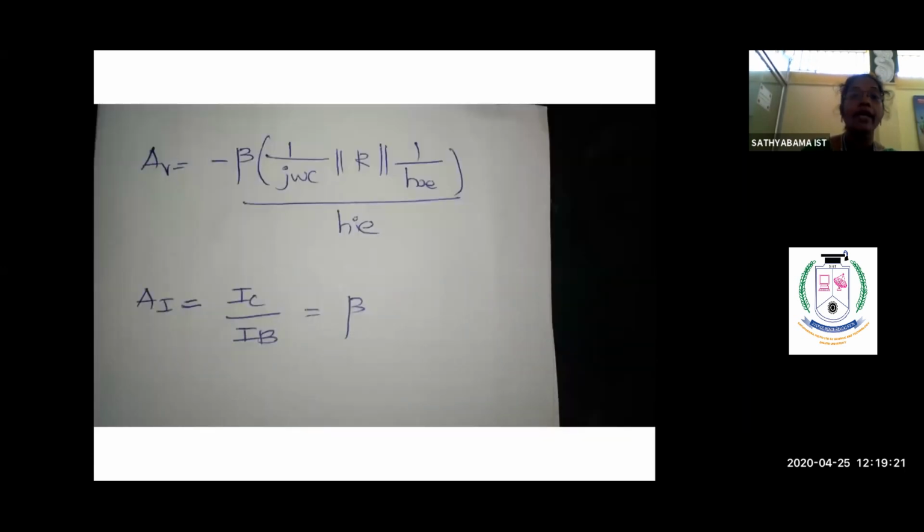And what is beta here? Beta is nothing but IC by IB. By substituting that, we have AV equal to minus beta times 1 by j omega C parallel with R parallel with 1 by HOE, divided by HIE.